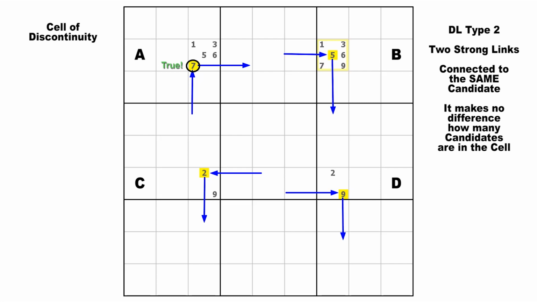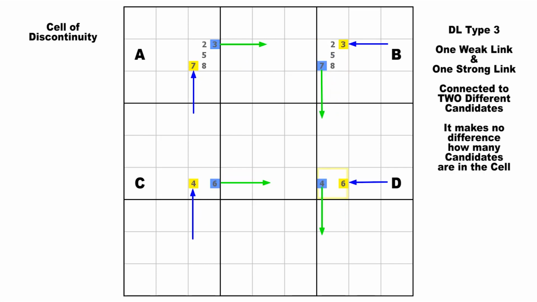And of course, this will work no matter which direction you are going. And lastly, in a DL type 3, the cell of discontinuity is going to look like this. There will be one weak link and one strong link connected to two different candidates in that cell, and again, it makes no difference how many candidates are in that cell, as long as there are at least two, and it doesn't matter which of those two links is entering the cell and which is leaving the cell.